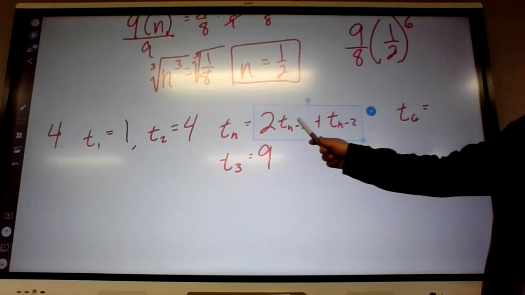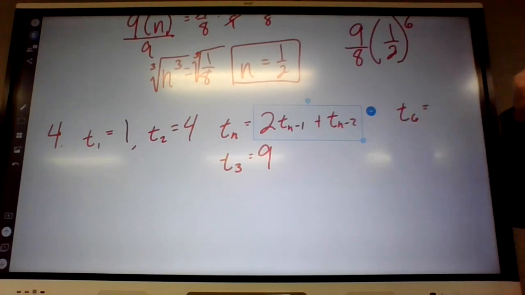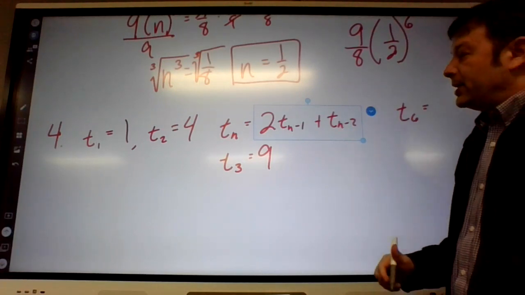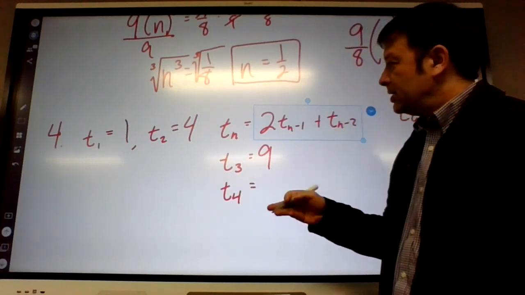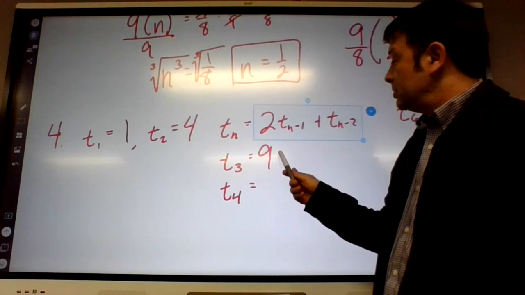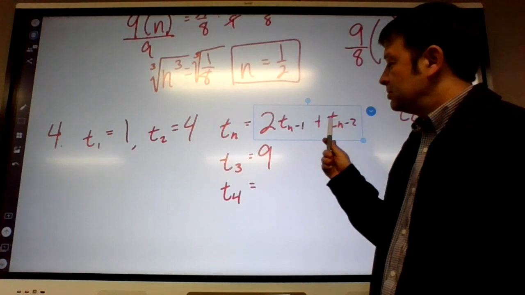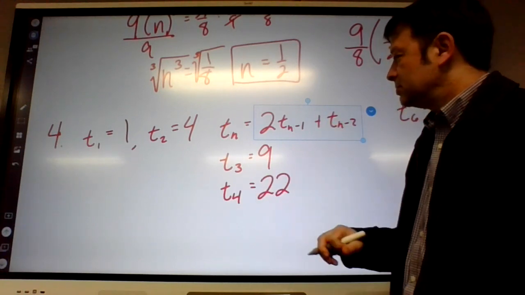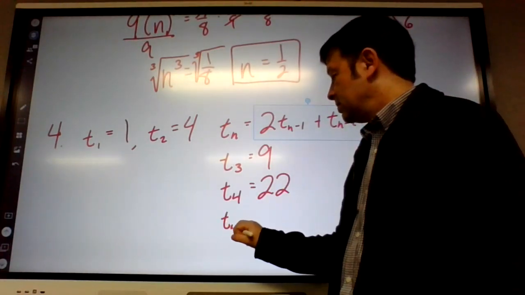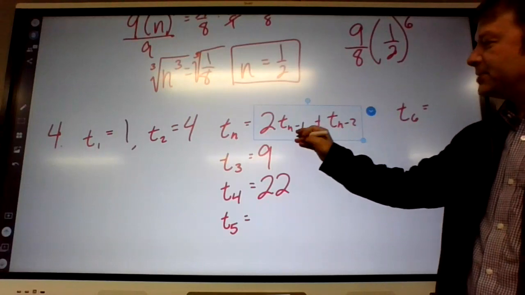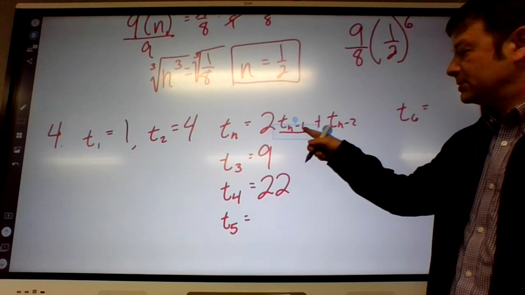So basically it's 2 times the previous term plus the previous term. That's kind of the pattern. All right, so T sub 4 is 2 times 9 plus 4, 22. Okay, this is the previous term. N minus 1 is one term before the nth term.